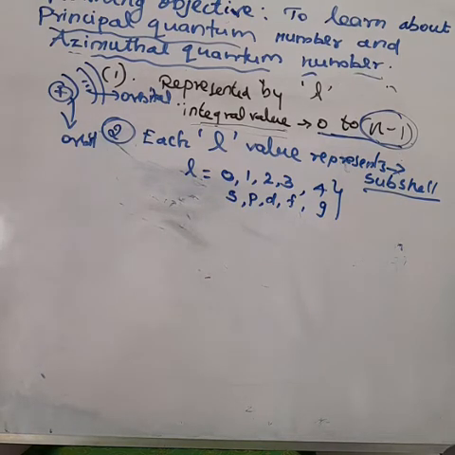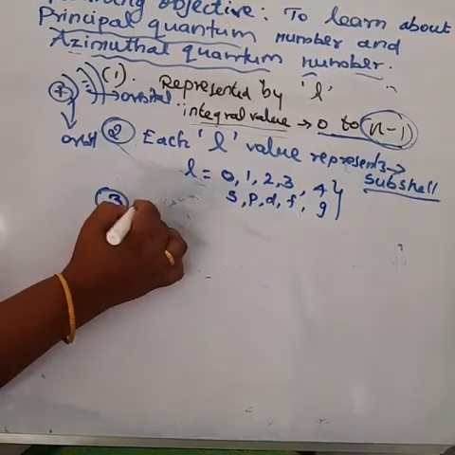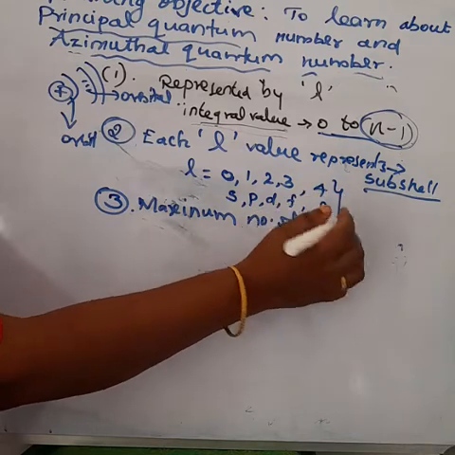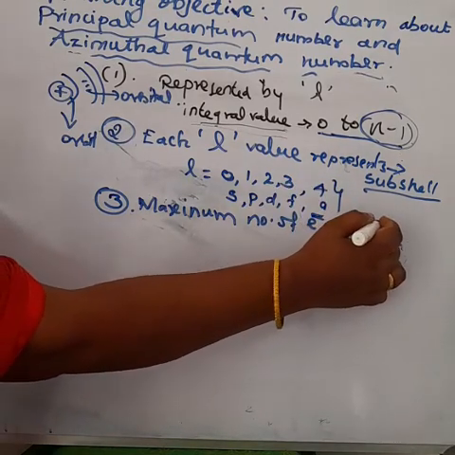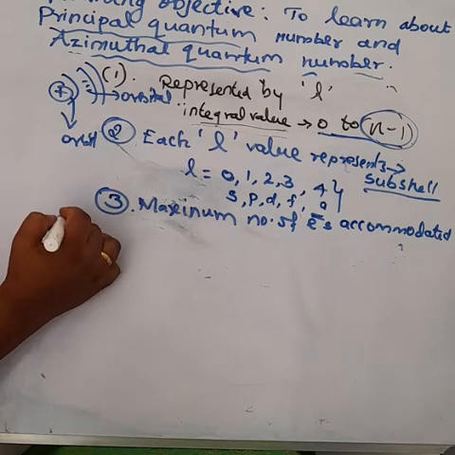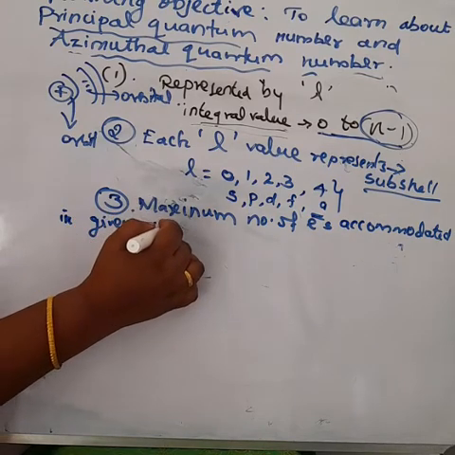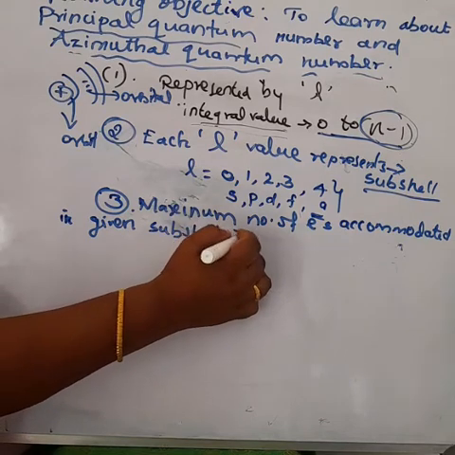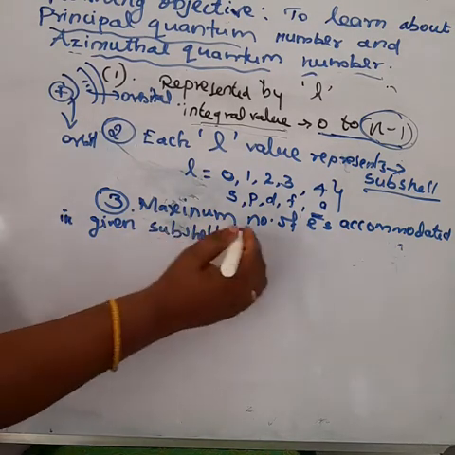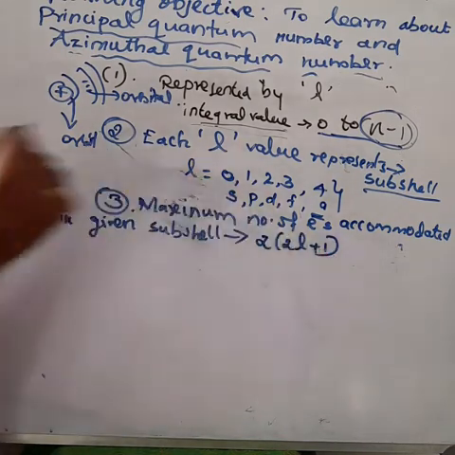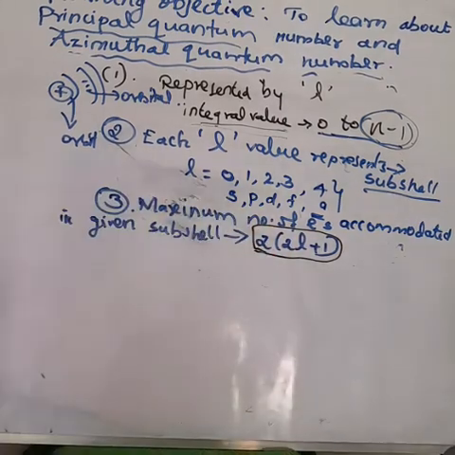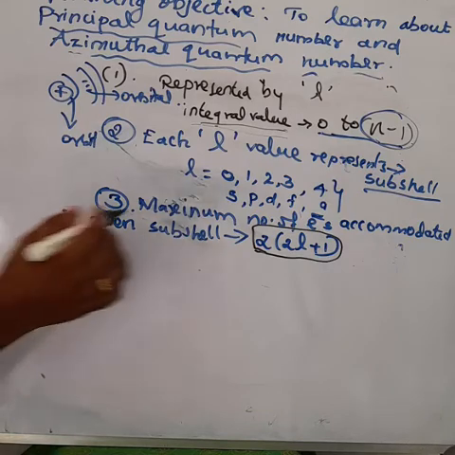And then the maximum number of electrons. The maximum number of electrons that can be accommodated in a given subshell or orbital is 2 into 2l plus 1. Understood? Subshell means s, p, d, f and g.